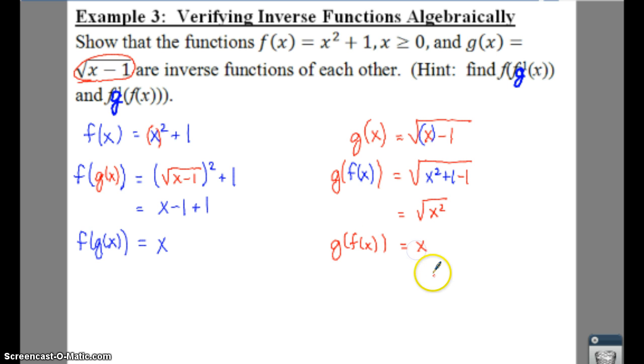So what we showed by substituting each function into one another is that both compositions are equal to x. After you do that, here and here, then the functions are inverses of one another. And that is how you prove or verify that algebraically.